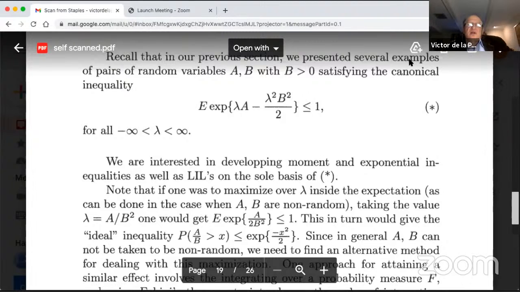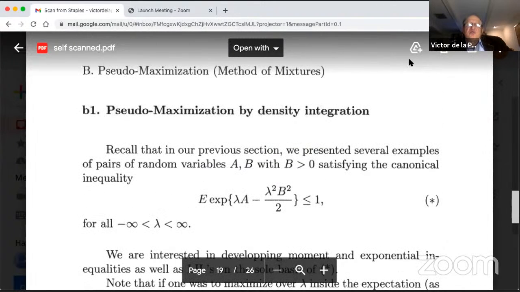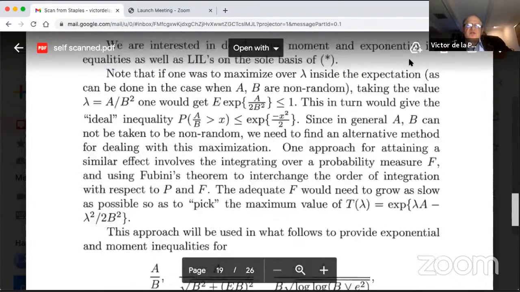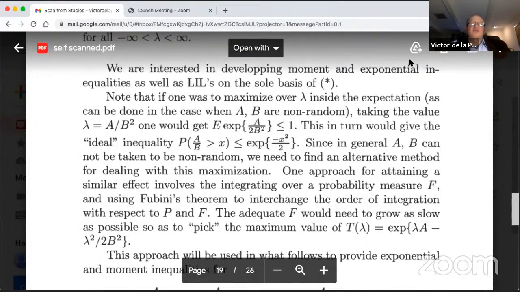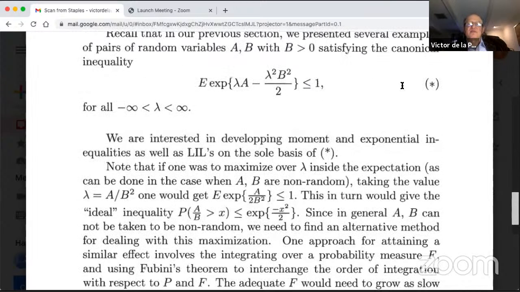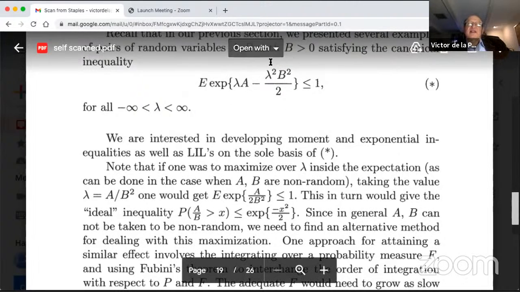Now, okay, so how do you prove such an inequality? What you do is, okay, so this is more like philosophy. Before I get into the actual proof, let us try to see what we want. So note that if one was to maximize lambda inside the expectation, so I want to come up with an inequality based on this fact.